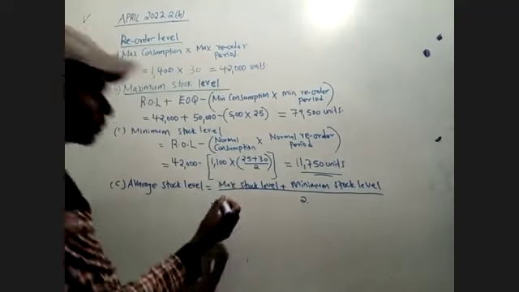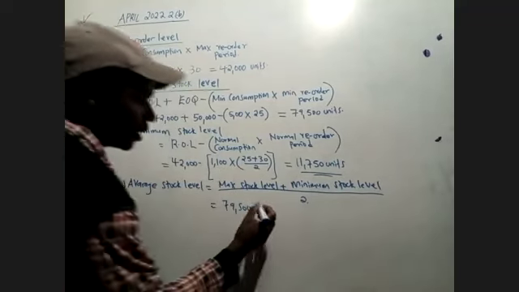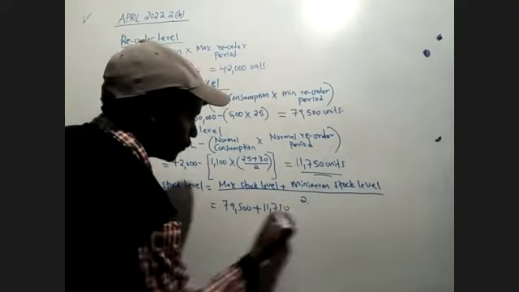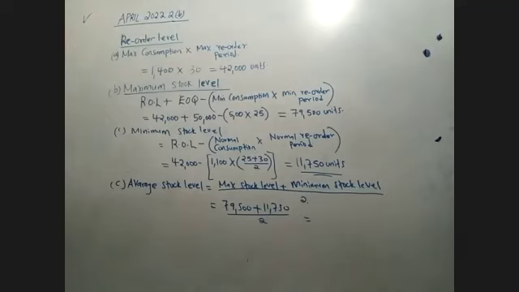Hiyo tunasema ni ngapi? 79,500 plus 11,750 divided by 2. Hiyo itakuwa ngapi? 79,500 plus 11,750 divided by 2.